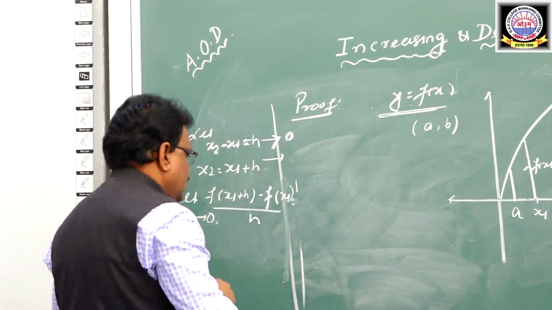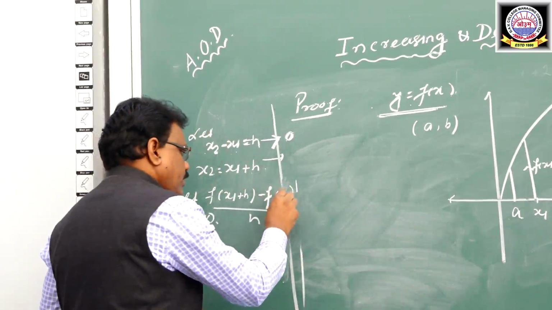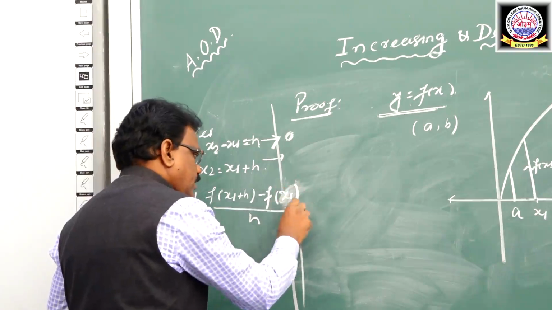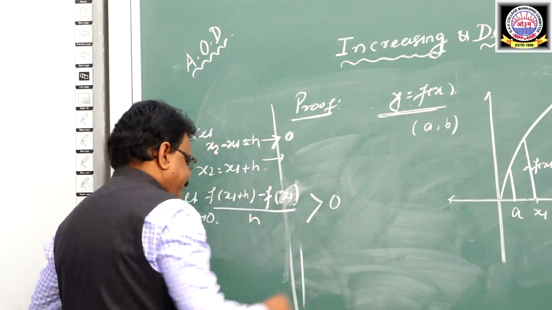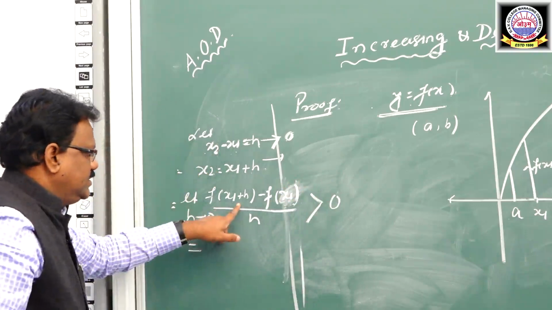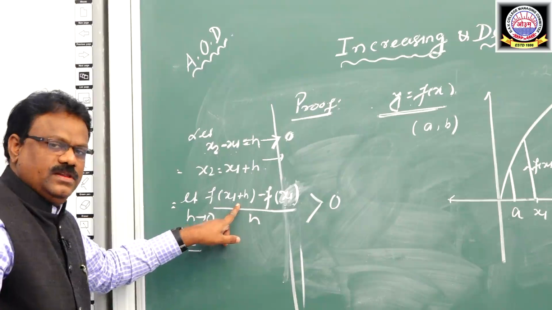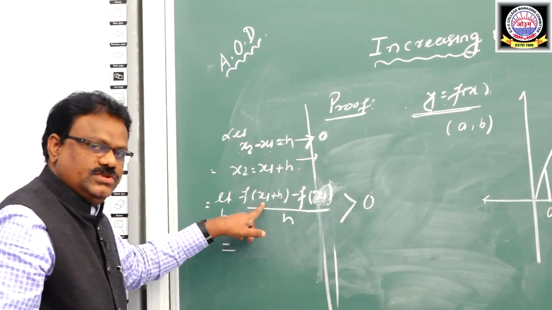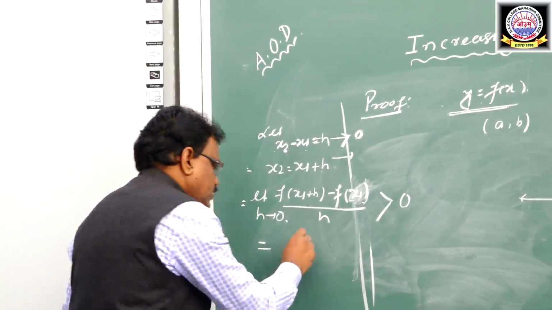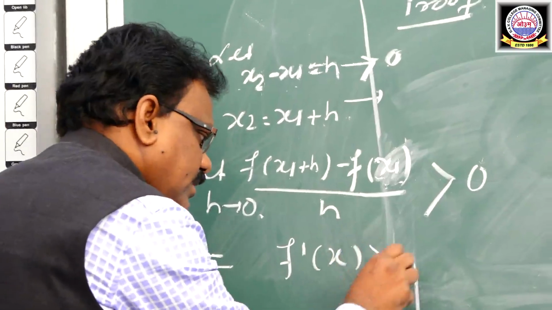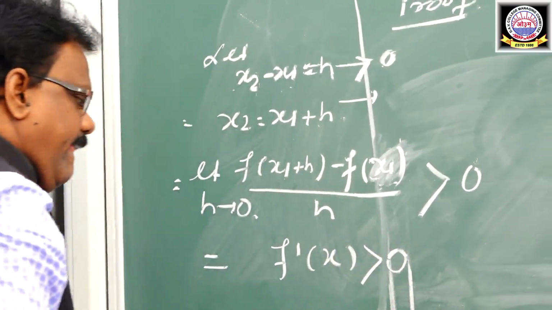So once again you see minus f of x1 which is greater than 0. And what is this? This is the first principle of the derivative at x is equal to x1. So that is nothing but f dash x greater than 0.